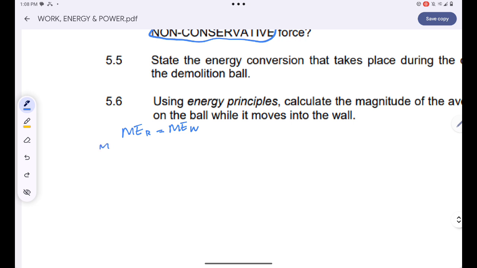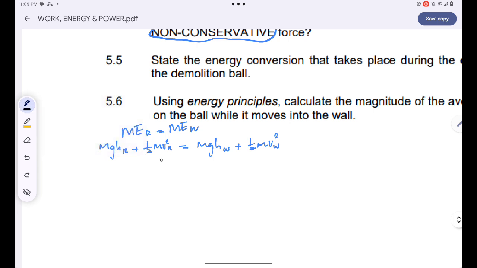I know that this is mgh at R plus kinetic energy at R. It has to be equal to the mgh at the wall plus the kinetic energy at the wall. I'm doing this, guys, because I want to find the final velocity just before the crane hits the wall. All together.